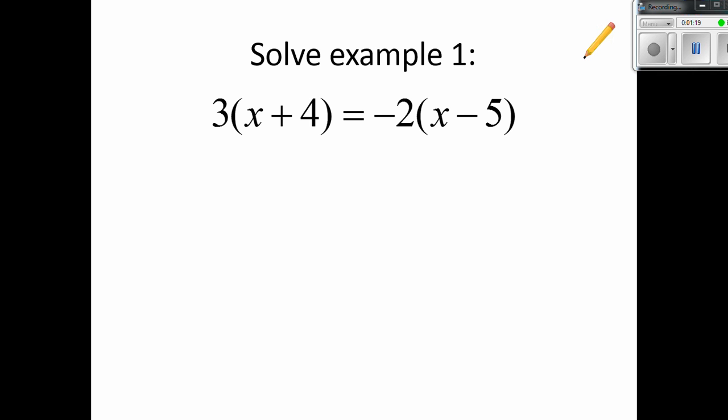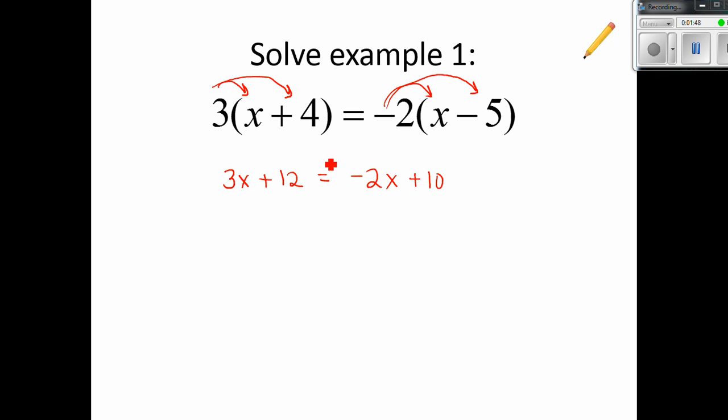All right, so let's go ahead and get started with example number 1. This says 3 times the quantity of x plus 4 is equal to negative 2 times the quantity of x minus 5. So we're going to go ahead and solve this equation. First, we're going to use the distributive property. The 3x plus 12 is equal to negative 2x plus 10. Okay, and now that we have an equation here, we can go ahead and solve for x.